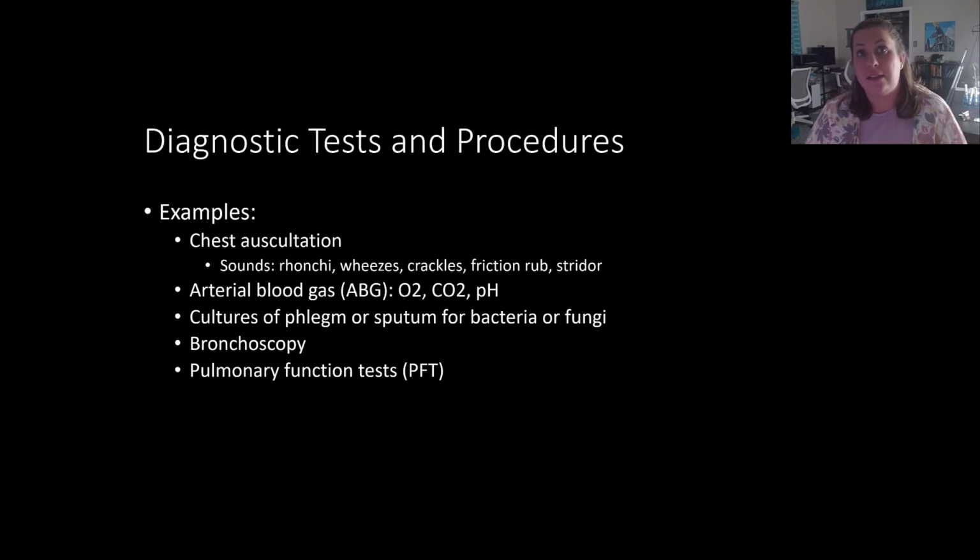All right, so now the diagnostic tests and procedures that are seen with the respiratory system. A lot of times we will use sounds when we're looking at diagnostic tests. Abnormal sounds include rattling in the lungs or wheezing that we might hear. Whenever they get their stethoscope out and put it on you and say, okay, take a deep breath in, they're listening for these different types of sounds that might be present. We have rhonchi, which is a continuous rumbling sound that clears when you cough.